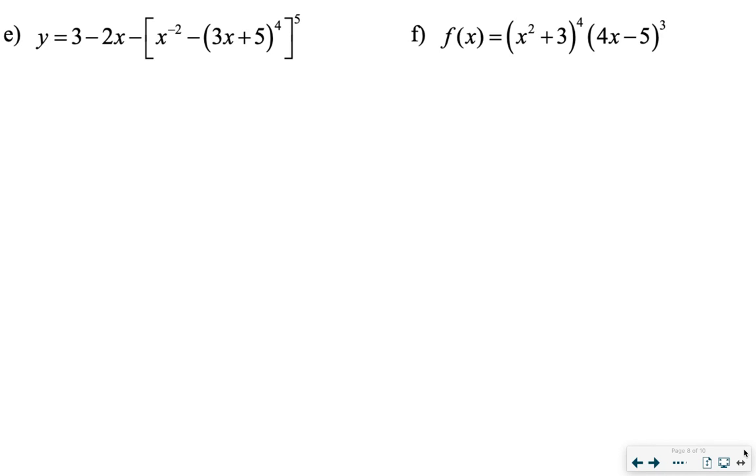Righty. Okay, so 3 minus 2x minus, in brackets, I've got x to the negative 2 minus 3x plus 5 to the exponent 4, or all of that's to the exponent 5. Okay, so let's take my derivative because things already have negative exponents there. Alrighty, so y prime is equal to negative 2.